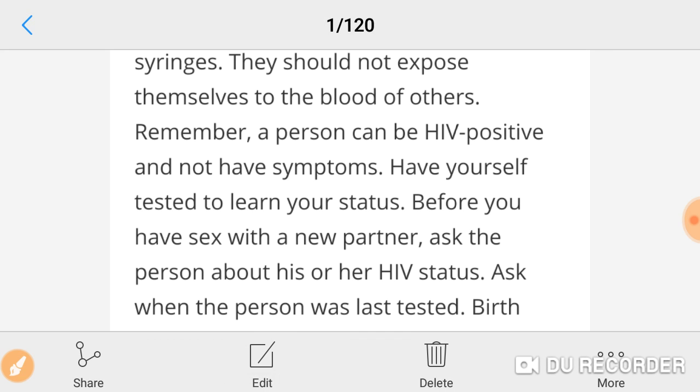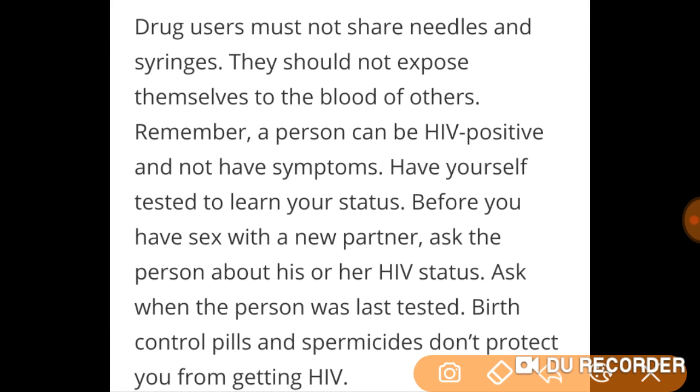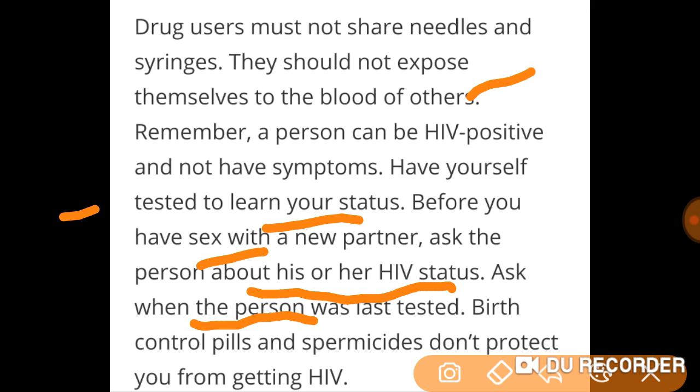Drug users must not share needles and syringes. They should not expose themselves to blood and other products. Remember, a person can be HIV positive and not have symptoms. Get yourself tested to learn your status before you have sex with a new partner. Ask the person about his or her HIV status. Ask when the person was last tested. Birth control pills and spermicides do not protect you from getting HIV.